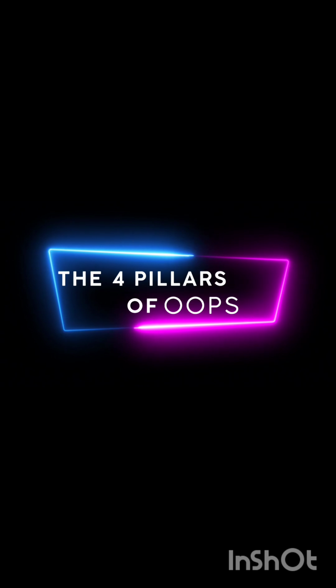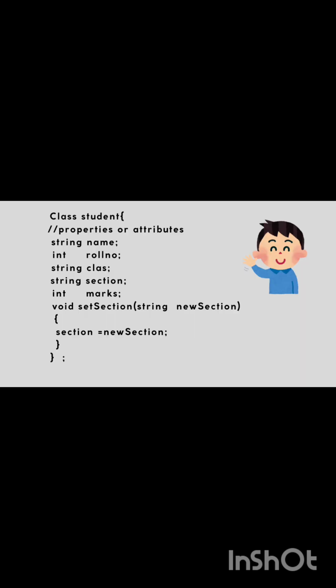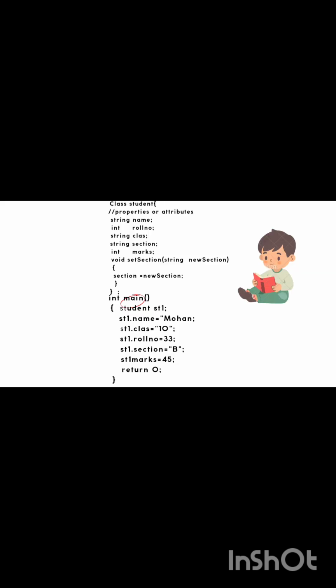In the previous video, we created a class called student and we added its object called student1, and then we filled in the data for student1, its properties, and accessed its member function.